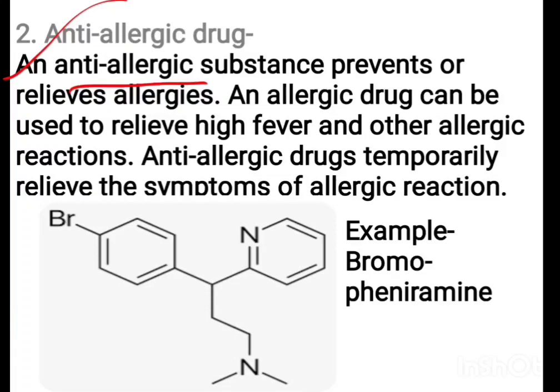And other allergic reactions. Anti-allergic drugs temporarily relieve the symptoms of allergic reaction. If a temporary allergic reaction is there, it should be temporarily relieved by anti-allergic drugs. Example, brompheniramine. This is the structure of brompheniramine. Okay, this is the example.